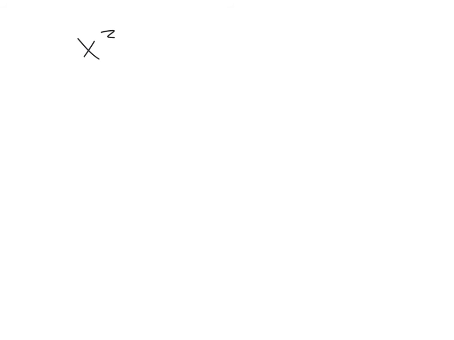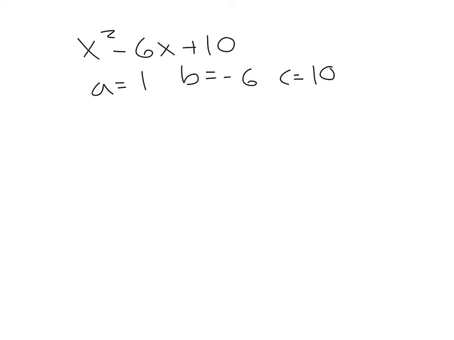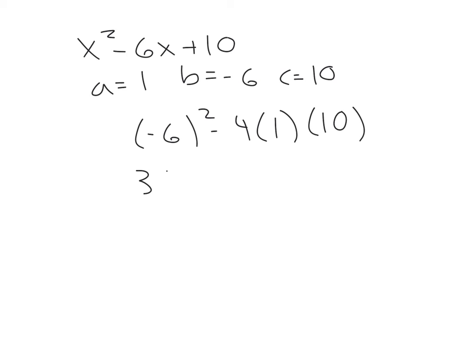So this is x squared minus 6x plus 10. And so we have a is 1, b is negative 6, and now c is going to be a 10. So we have negative 6 squared minus 4 times 1 times c, which is 10. That's going to be 36 minus 40, okay? And so we end up with -4, and -4, of course, is going to be less than 0. So this is 2 imaginary solutions.